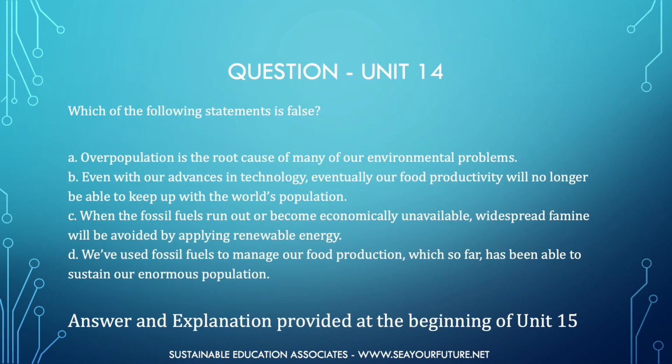Here's your question for Unit 14. Which of the following statements is false? Choice A. Overpopulation is the root cause of many of our environmental problems. Choice B. Even with our advances in technology, eventually our food productivity will no longer be able to keep up with the world's population. Choice C. When the fossil fuels run out or become economically unavailable, widespread famine will be avoided by applying renewable energy. Or choice D. We've used fossil fuels to manage our food production, which so far has been able to sustain our enormous population. The answer and explanation are provided at the beginning of Unit 15.